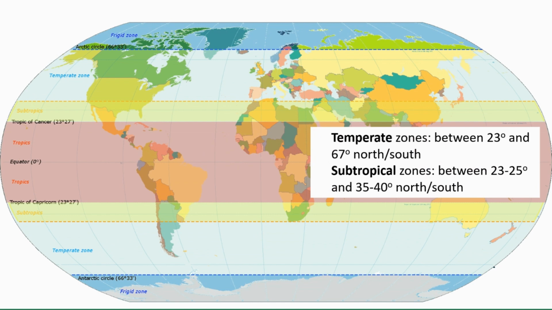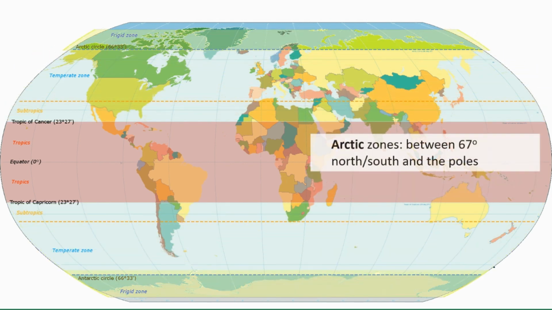And the subtropical zone is not very well defined in terms of latitude. There's some disagreement on what consists of the subtropical zone, but it's generally considered to extend between 23 to 25 degrees and 35 to 40 degrees north and south. And then lastly, Arctic zones include everything from 67 degrees north and south up and down to the poles. And as we said before, as you advance upward and downward through these zones, temperatures generally tend to get colder the farther away you move from the equator.